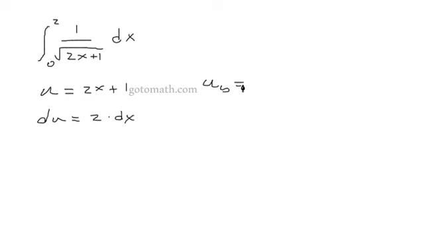and let's go ahead and take care of our limits here. So we're going to plug 2 in, so we have 2 times 2 plus 1, and that's going to be 5. And then we'll do our lower limit, calling that u of a, so that's 2 times 0 plus 1, and that's just 1. Alright, we do the substitution.